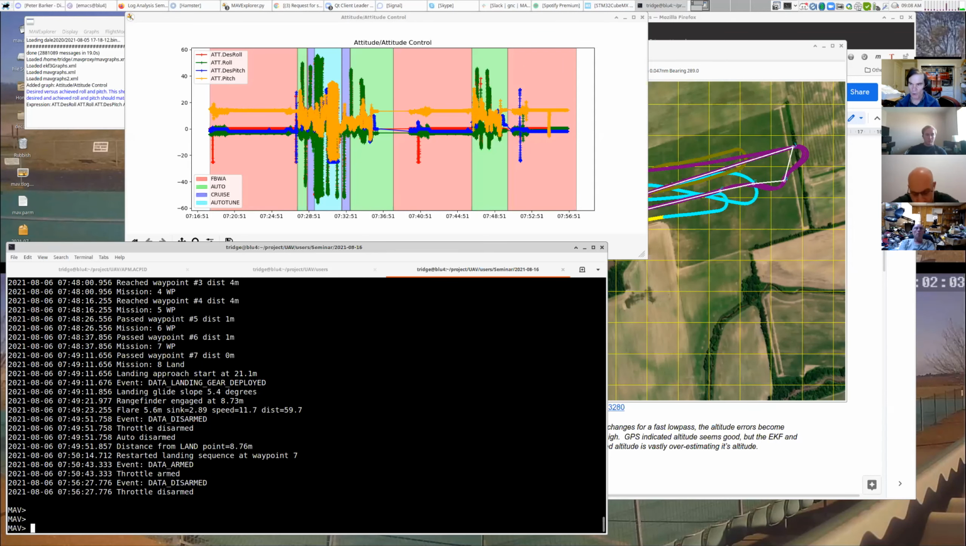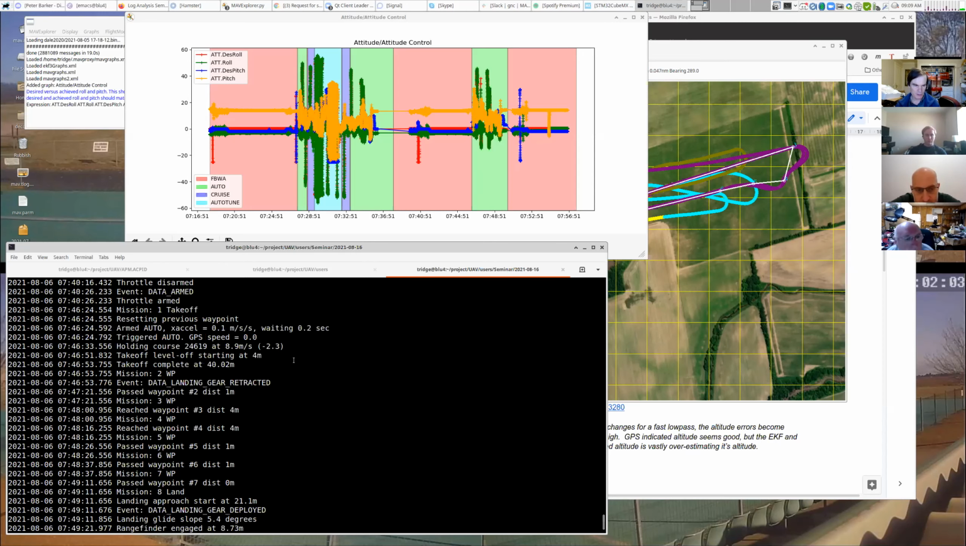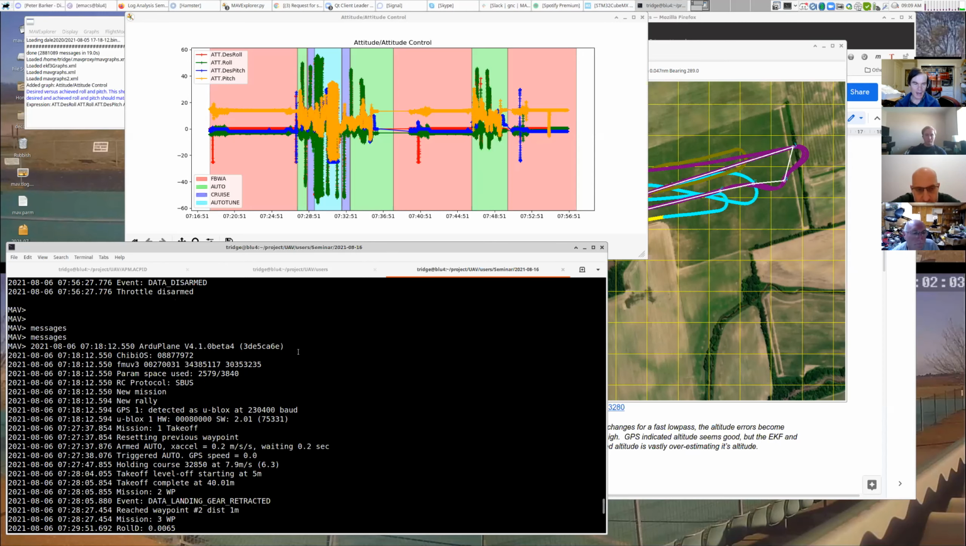So this is MAVExplorer. MAVExplorer works on Windows, Mac, and Linux. As I mentioned earlier, there are several different good log analysis tools for ArduPilot. This particular one is the one that Peter Barker and myself maintain, which is MAVExplorer. And it's one that is great if you don't mind a little bit of command line. For example, I just type the command messages to get all the messages from the flight like that.